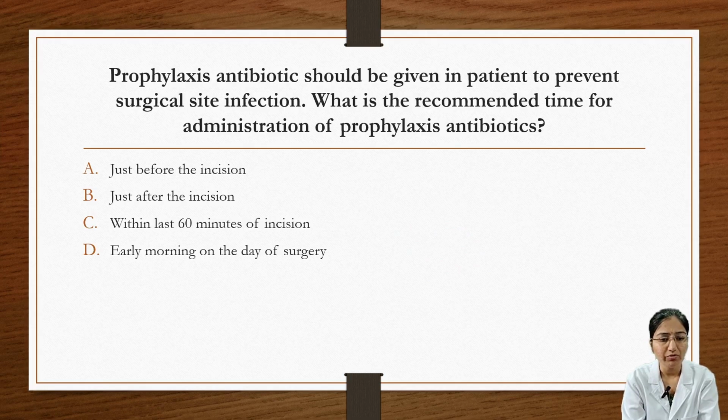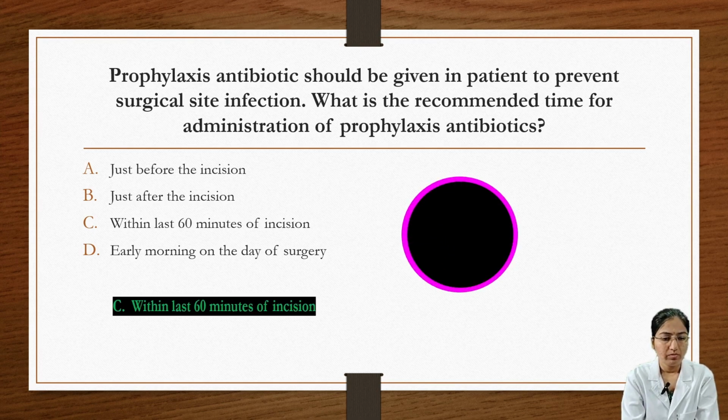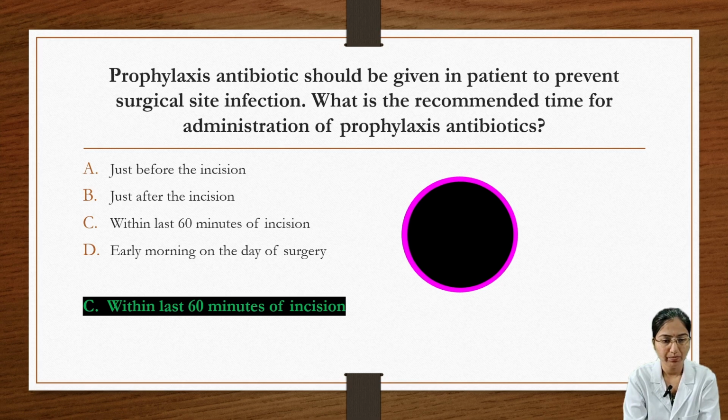Next question. Prophylaxis antibiotic should be given in patients to prevent surgical site infection. What is the recommended time for administration of prophylaxis antibiotics? Options are here. Right option is C. Within last 60 minutes of incision.